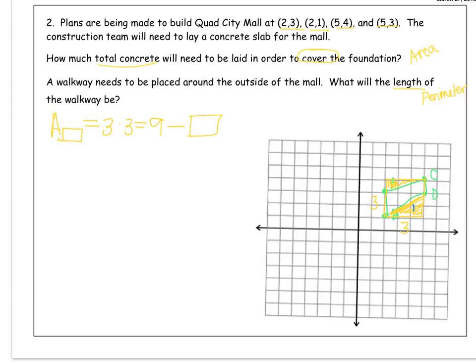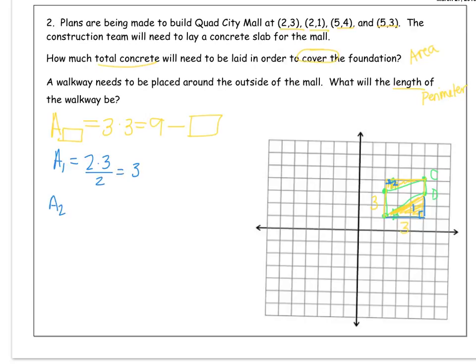So I'm going to call this part 1 and this part 2. And I see that they are right triangles. So I can use base times height divided by 2. So the area of part 1 is going to be the base. When I look here, that's 2. And the height is 3. Or you could do 3 times 2, it doesn't matter. So 2 times 3 divided by 2, which is 3.